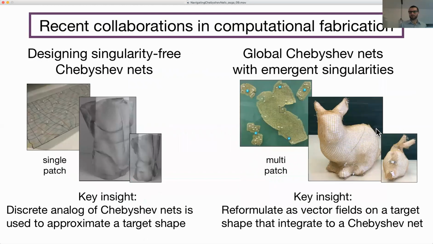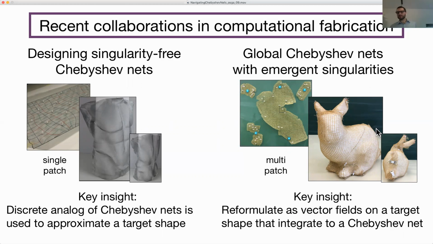So I'm going to talk about, for the remaining time, 2 recent collaborations in computational fabrication, and they have 2 different flavors. The first is, what can you build with a single piece of material? So the single patch Chebyshev net, and how far can we push it? How much more than 2 pi Gaussian curvature can we get, and what sort of complicated shapes can we make?